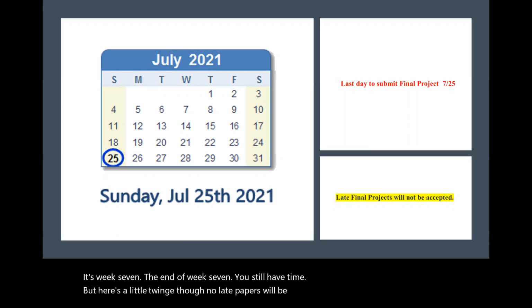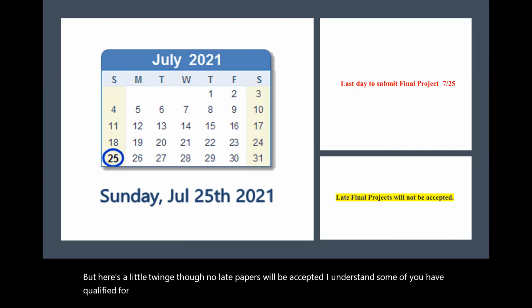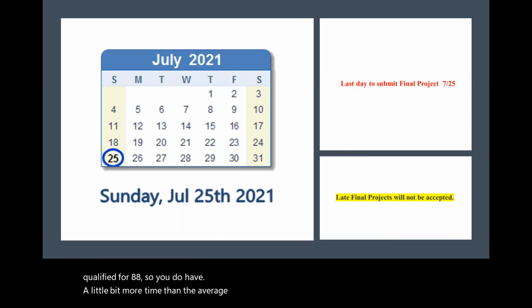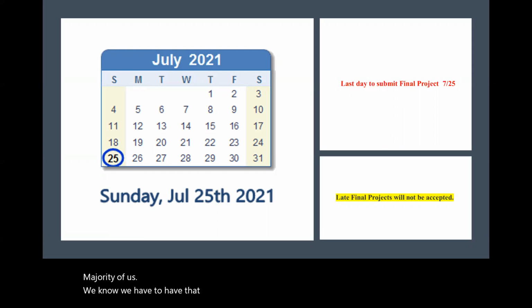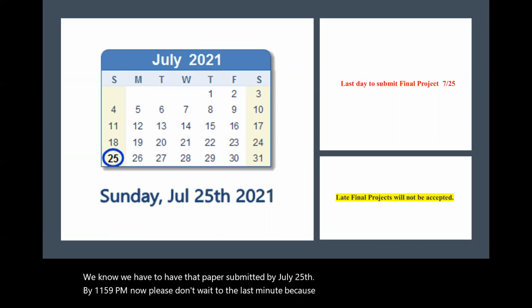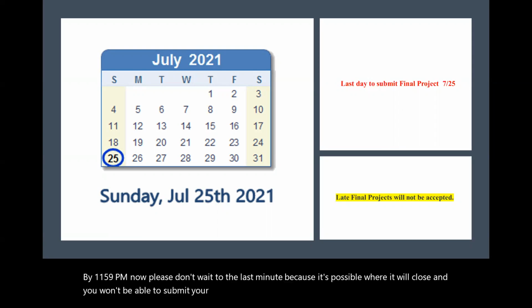I understand some of you have qualified for ADA, so you do have a little bit more time than the average person, but that's because of a unique situation. The majority of us, we know we have to have that paper submitted by July 25th by 11:59 p.m. Now, please don't wait until the last minute because it's possible it will close and you won't be able to submit your work. Play it safe.